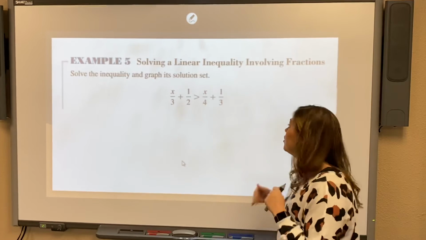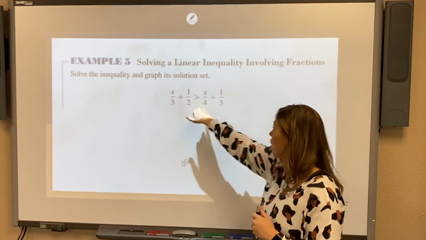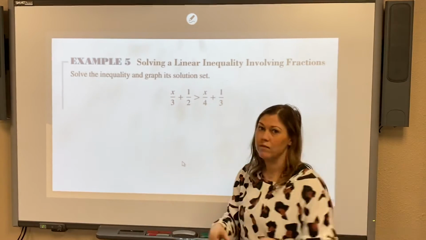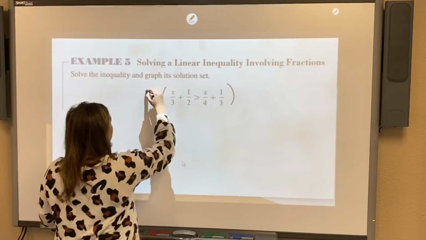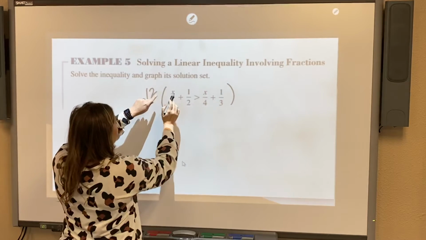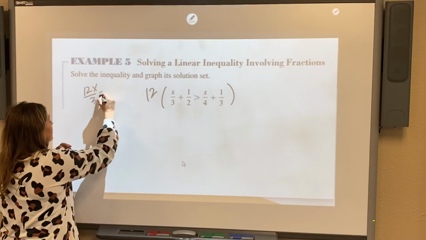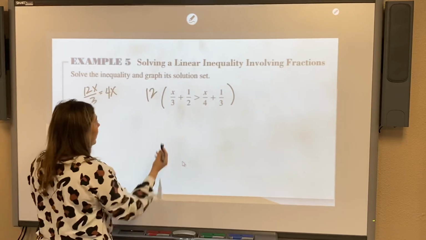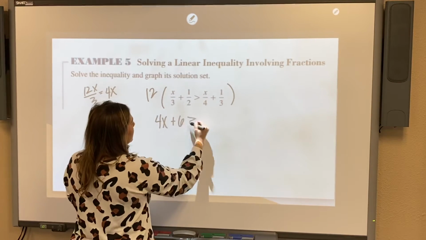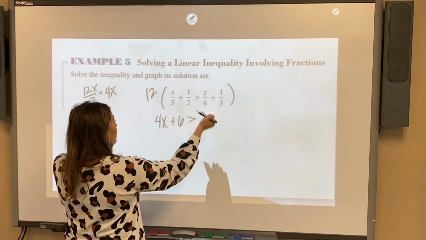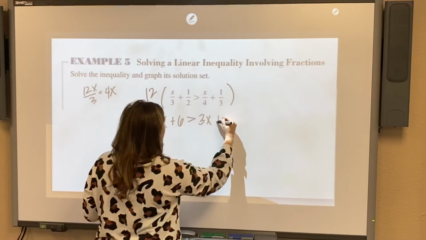So we have 3, we have 2, and then 4, and then 3. So the smallest number they all go into is 12. So we're going to multiply every single term by 12. So 12 times x over 3, that would be 12x over 3, which is equal to 4x. Or you can cross simplify. So this would be 4x. And then 12 times a half, half of 12 is 6. That's greater than 12 times x over 4 would be 3x. And then 12 times 1/3, 1/3 of 12 is 4.